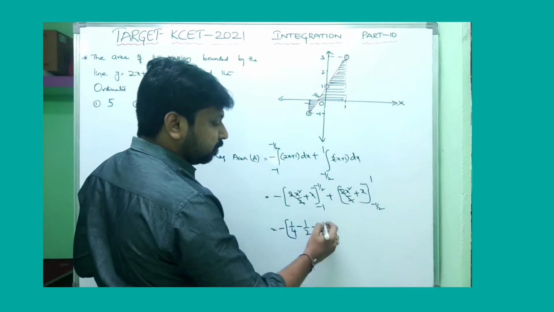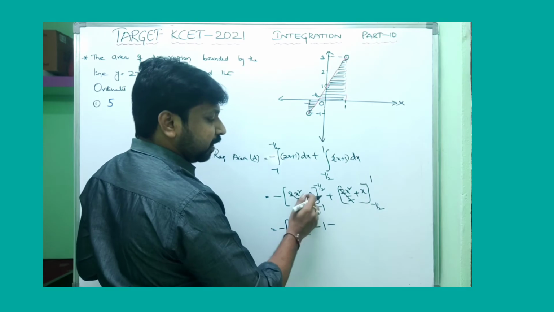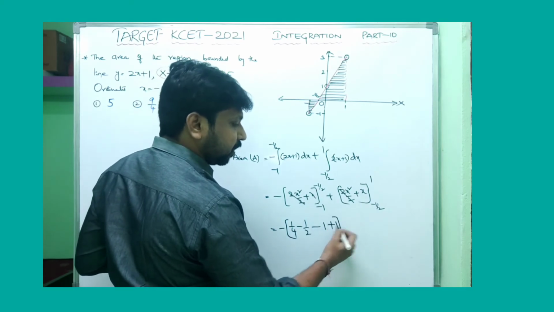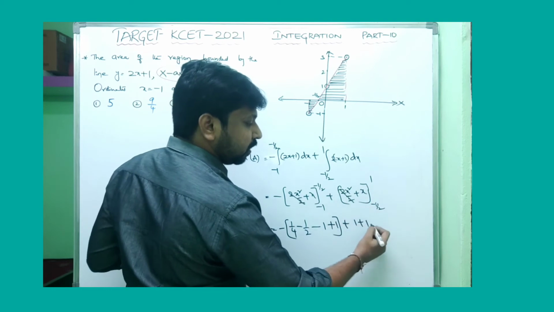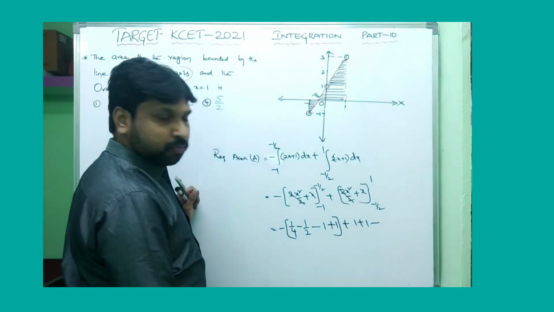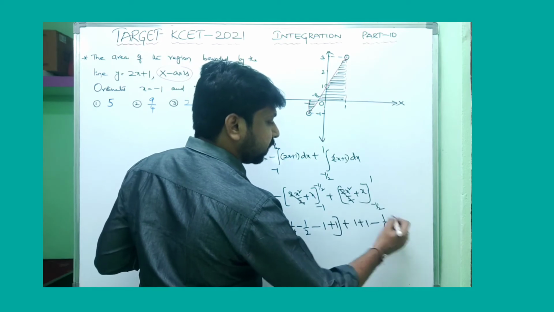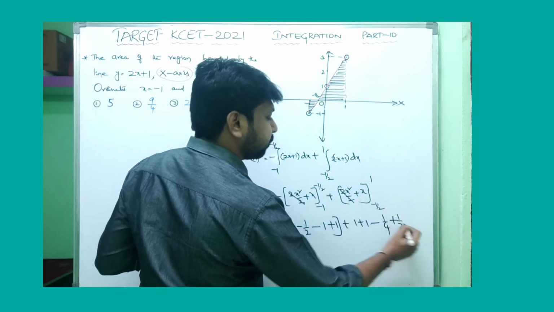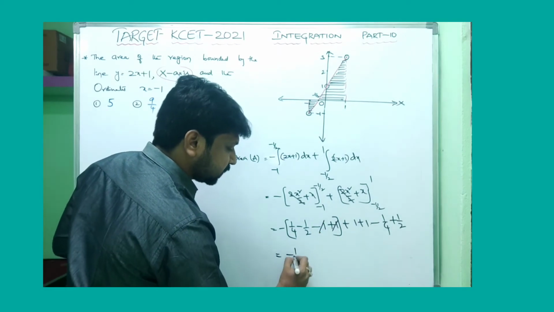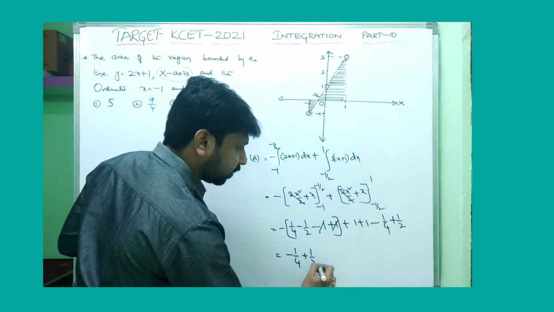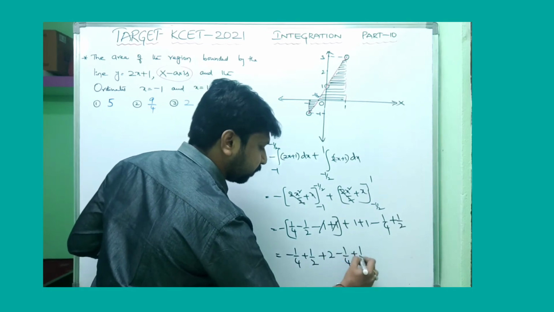So minus 1 whole square means 1 only; minus into plus minus, that is again minus 1, minus of minus plus 1, plus same logic 1 plus 1, 1 square is 1. Lower limit need to substitute now: minus of minus 1 by 2 whole square, 1 by 4, plus into minus minus, minus of minus plus 1 by 2. Now if you simplify, you are getting minus 1 plus 1 cancel, minus 1 by 4 plus 1 by 2, plus 1 plus 1 plus 2, minus 1 by 4 plus 1 by 2.